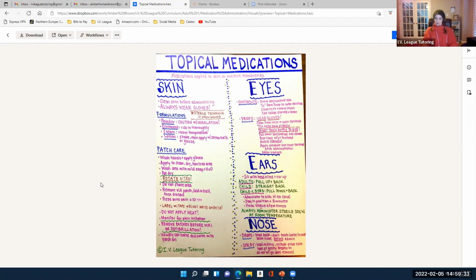When you're doing drops, wear the gloves. You clean their eyes first. Always go inner to outer canthus. They love this question. You'll see it all through nursing school, inner to outer, because otherwise you're wiping junk back into their eye. Okay. Tilt their head back just a little bit. Do not ever touch the bottle to their eye, because that's gross.